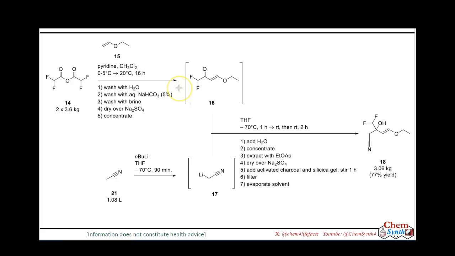After the reaction, it was washed with water to remove excess pyridine, followed by washing with sodium bicarbonate aqueous solution, again washing with brine solution, and then passing through anhydrous sodium sulfate and concentrating the mixture to get the crude material 16.